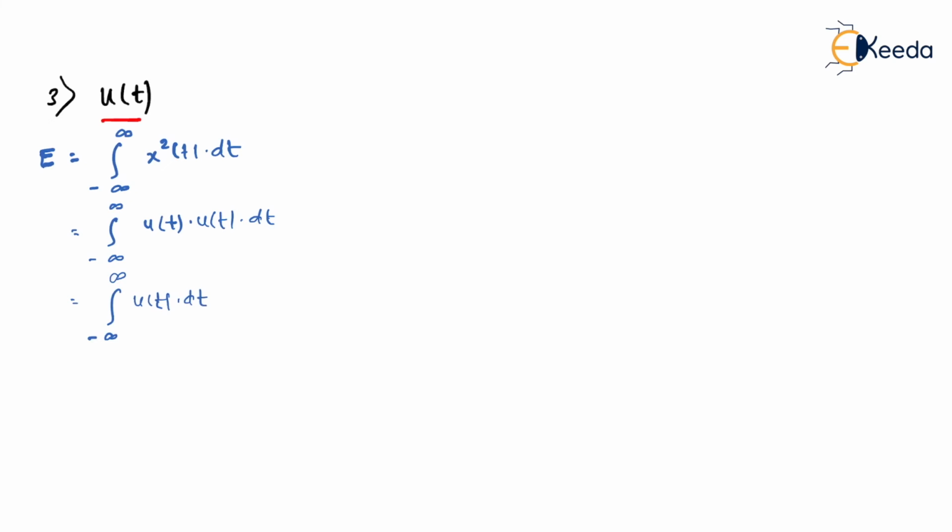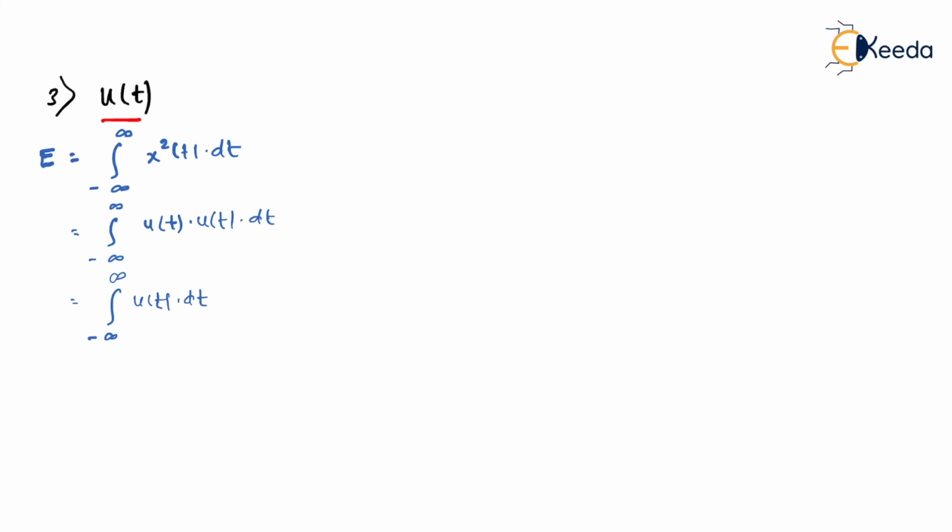Now the next problem is to identify whether this signal is a power signal or an energy signal. Now this is a u of t signal. You know how the u of t signal looks like. So let's not get into the graphical approach first. I'll just put it into the formula. Energy is the integral over minus infinity to infinity of x square of t dt. So that means u of t into u of t dt. We know that u of t into u of t is u of t only. So ultimately it has become the integral over minus infinity to infinity of u of t dt.